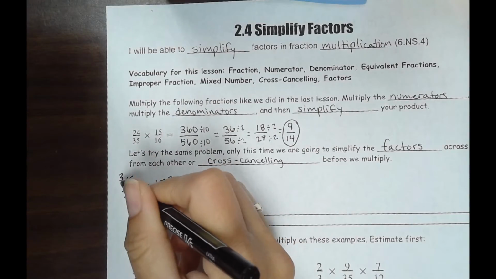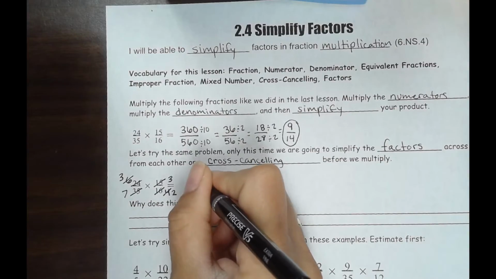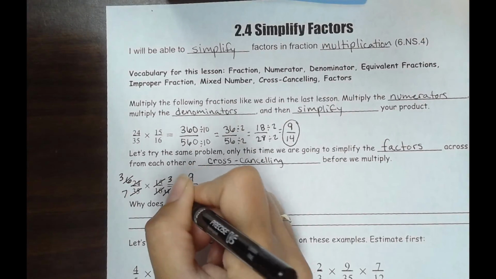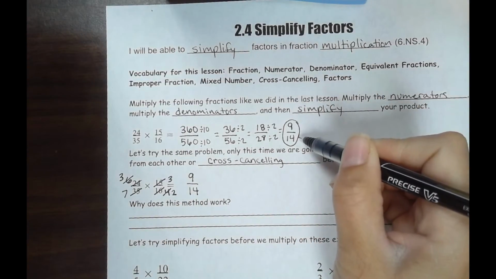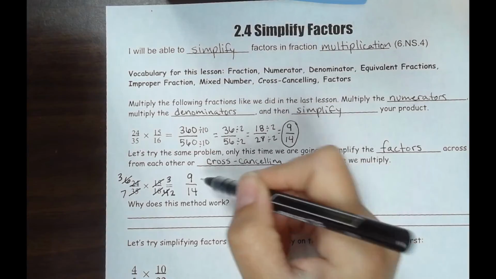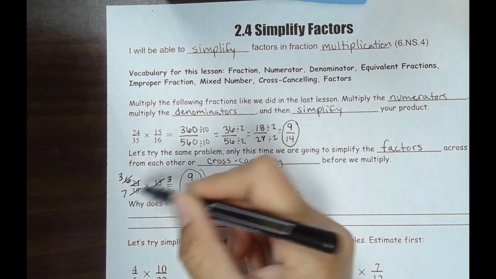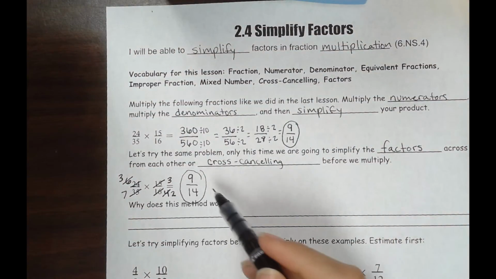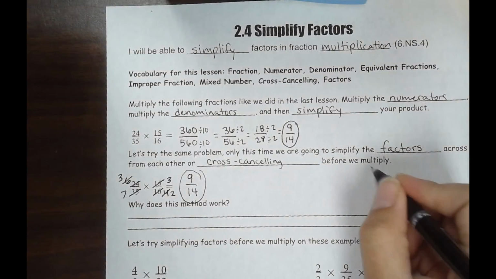Now I just multiply across the top. So 3 times 3 is going to give me 9. And 7 times 2 gives me 14. Look, that's what we got up here after all this simplification. The reason cross-canceling is so nice is because you can simplify it and make it a lot easier to work with to begin with. Now remember, this only works on multiplying.